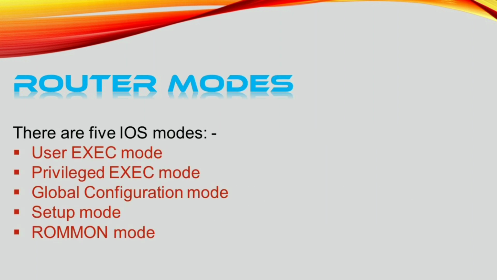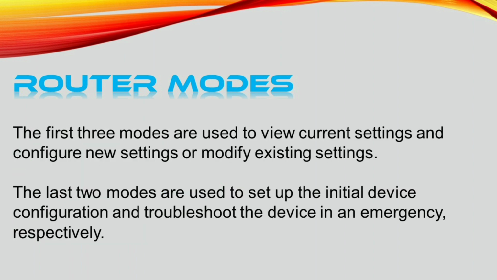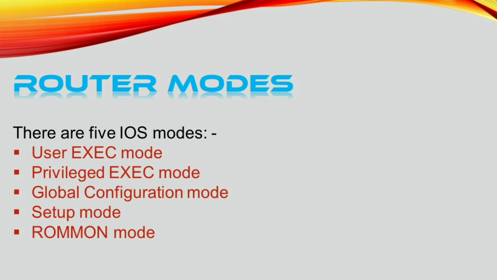There are 5 IOS modes. They are User Execution Mode, Privilege Execution Mode, Global Configuration Mode, Setup Mode, and ROMMON mode. The first three modes are used to view current settings and configure new settings or modify existing settings. The last two modes are used to set up the initial device configuration and troubleshoot the device in an emergency, respectively. Let's understand each IOS mode in detail.